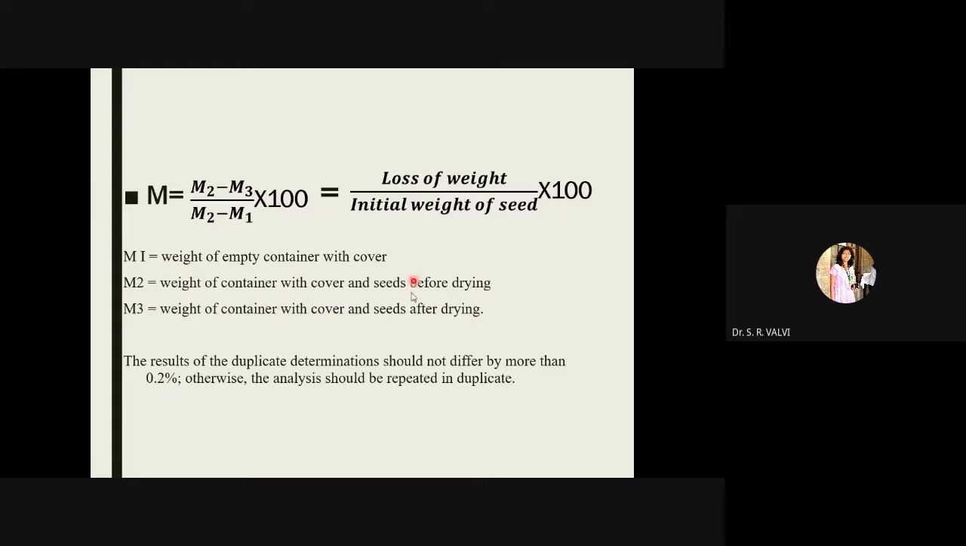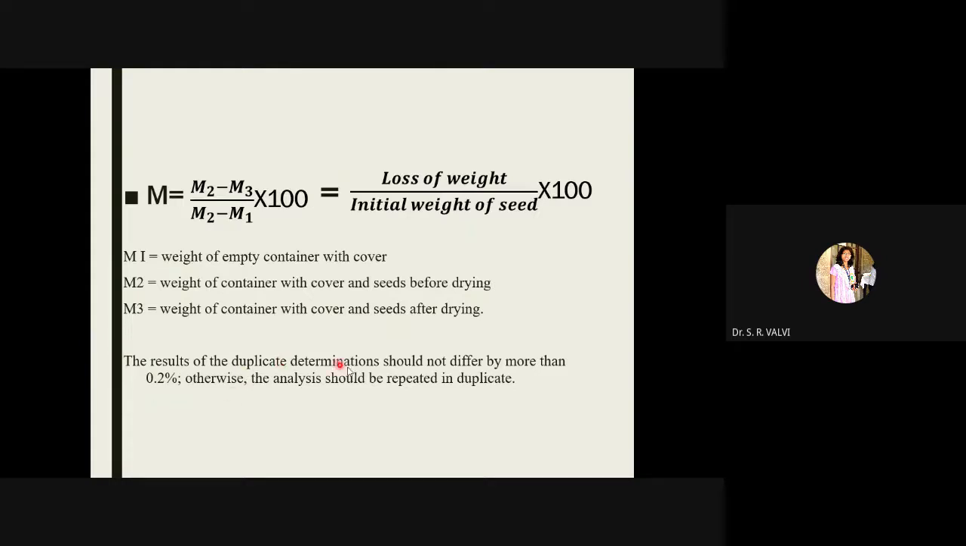Okay, it means we are keeping it in an oven, right? Before keeping it in the oven, we measure the weight, and that weight is considered as M2. After keeping it in the oven, you have to remove those seeds and place them in the desiccator, and then after cooling, you again weigh the seeds, and that weight is considered as M3.